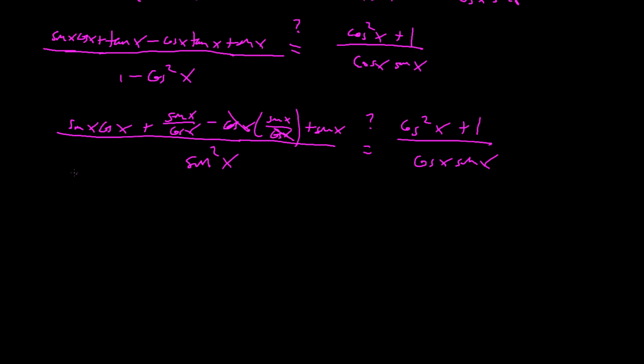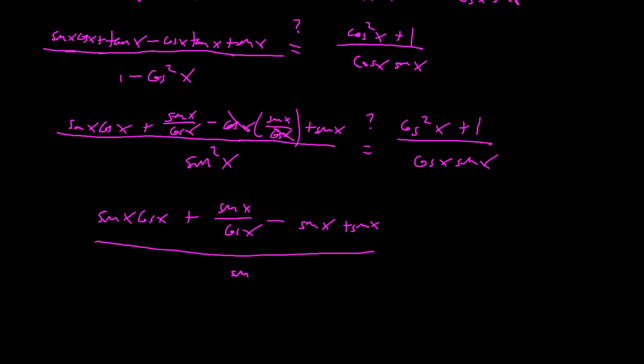And I will be left with sine x cos x plus sine x over cosine x minus sine x plus sine x over sine squared x. So these terms cancel out, and the right side stays as it is. Cos x sine x on the bottom.